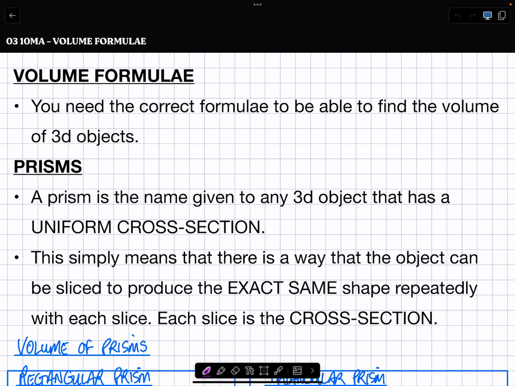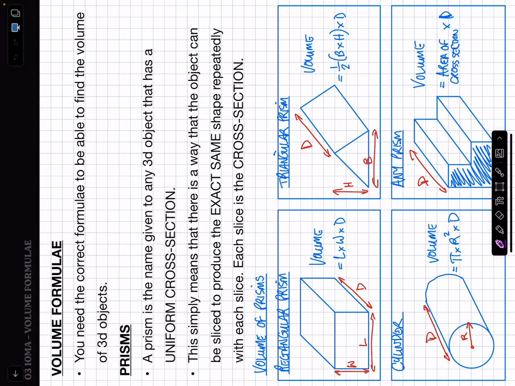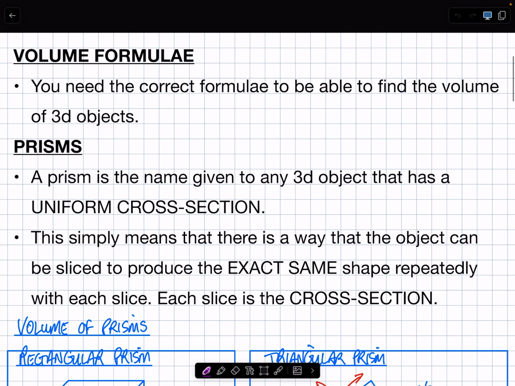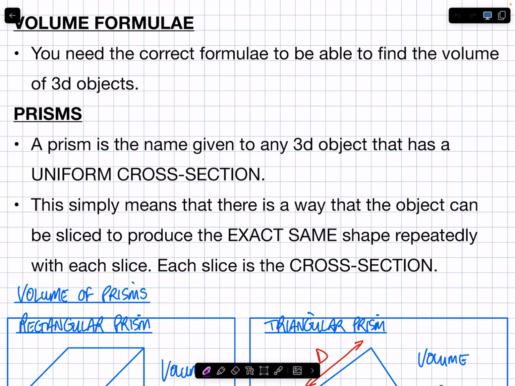Okay, there's no tricks for finding the volume of something. You need the formula. If this was a test, this would be on your cheat sheet. For now, this is for your benefit to have just in your book somewhere.